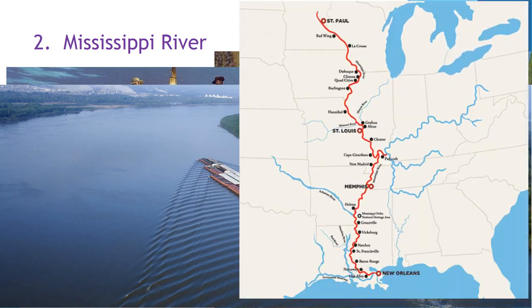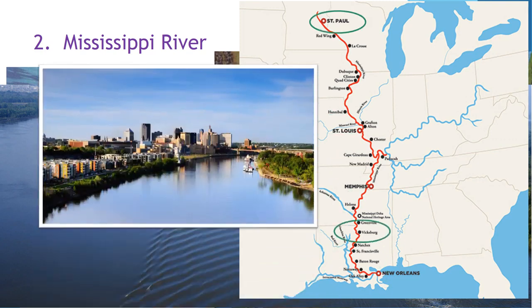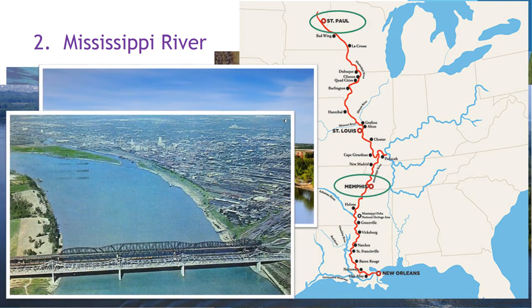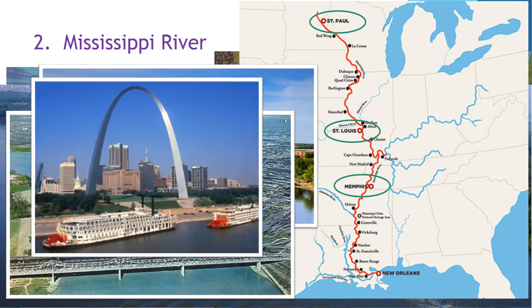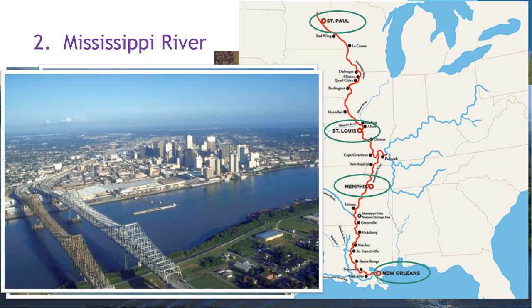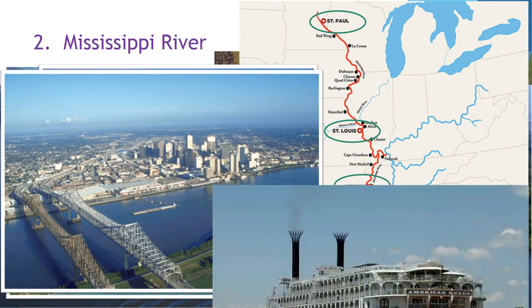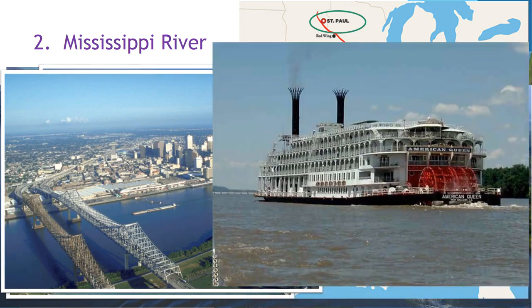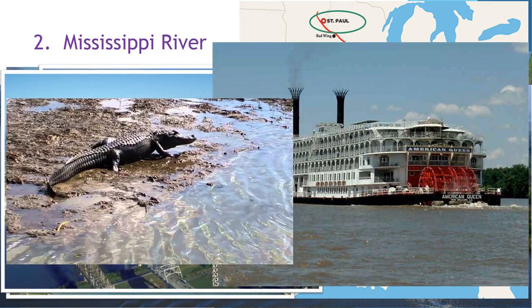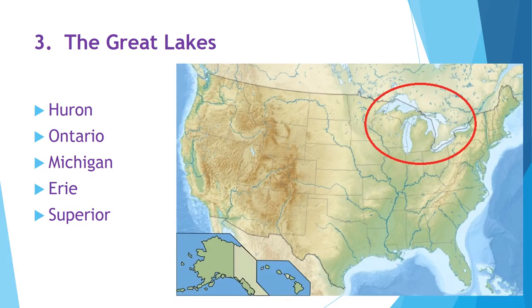Important cities dot the shoreline of this river, and they include St. Paul, Minnesota; Memphis, Tennessee; St. Louis, Missouri; and New Orleans, Louisiana. The Mississippi River is famous for its large steamboats, which are recognizable by their big paddle wheels in the back. The farther south you go down the Mississippi, the more likely you are to spot an alligator.